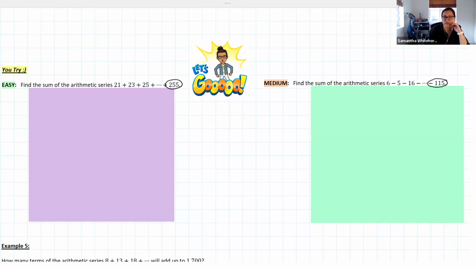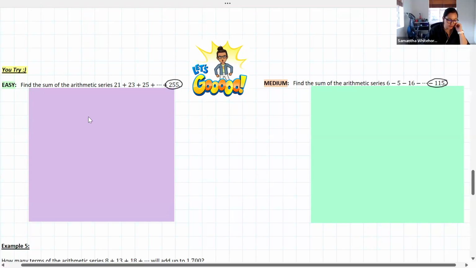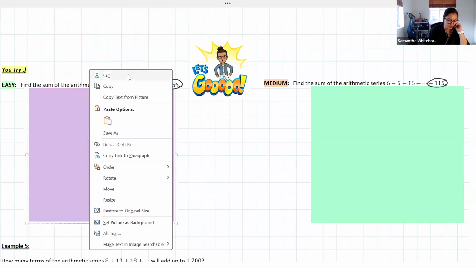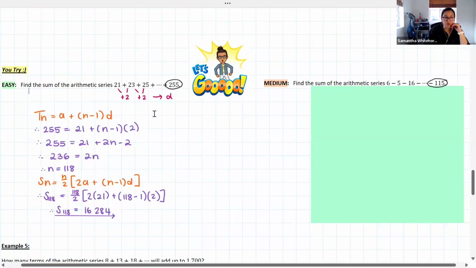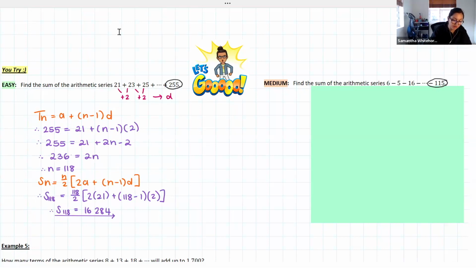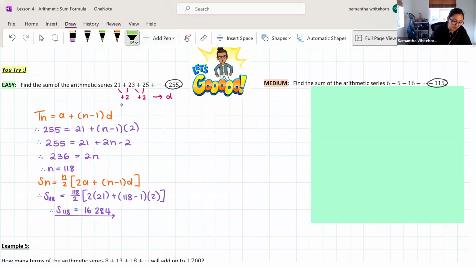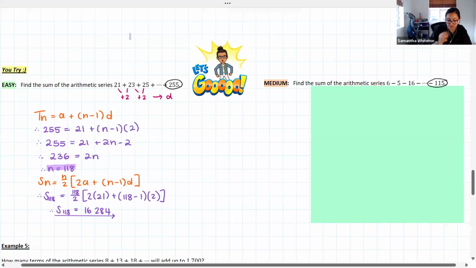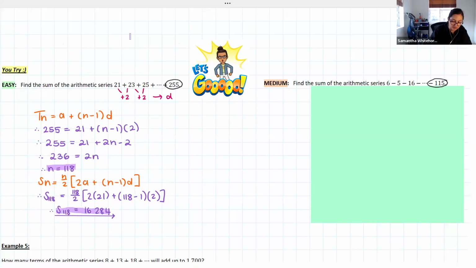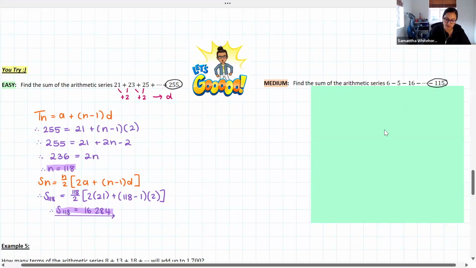Okay, guys, let's have a look. All right, so if you did the easy one, the 21, 23, etc., the constant difference was 2. So you needed to obviously first work out the number of terms that you had, as I gave you the hint there. Your number of terms in that series was 118. So you worked out the sum of 118 terms and you got 16,284. So awesome. Well done, those of you who did it. I did see that answer on the chat.